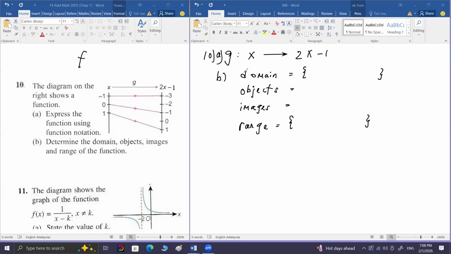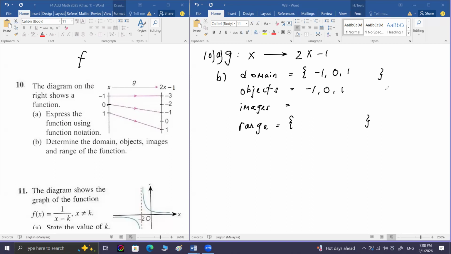Okay, should have done, right? Checking. The domain, just now I said, is -1, 0, 1. Okay, how do you write the objects? All of these we call objects also, okay? All these are objects because they are where the arrows go out from. Those arrow-out ones, we call them objects.